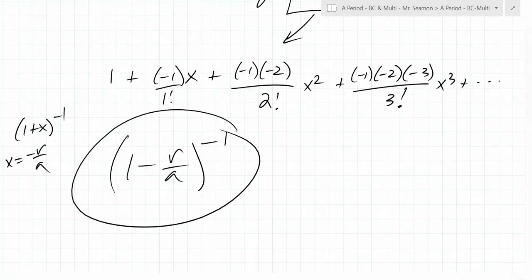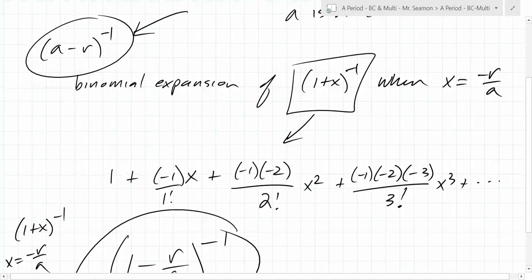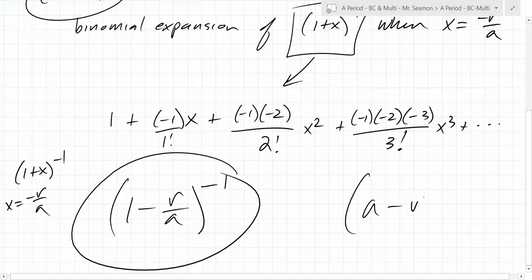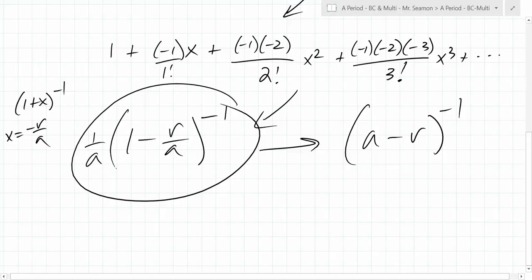It's not just this. What else do we have to factor out of this? I'll write it down next to it. So how do we turn this into this? You multiply it by 1 over a. You can't just multiply it by a because the negative 1 power is not tacked to it. So do you agree that these two things are equal? Yes, they are equal.